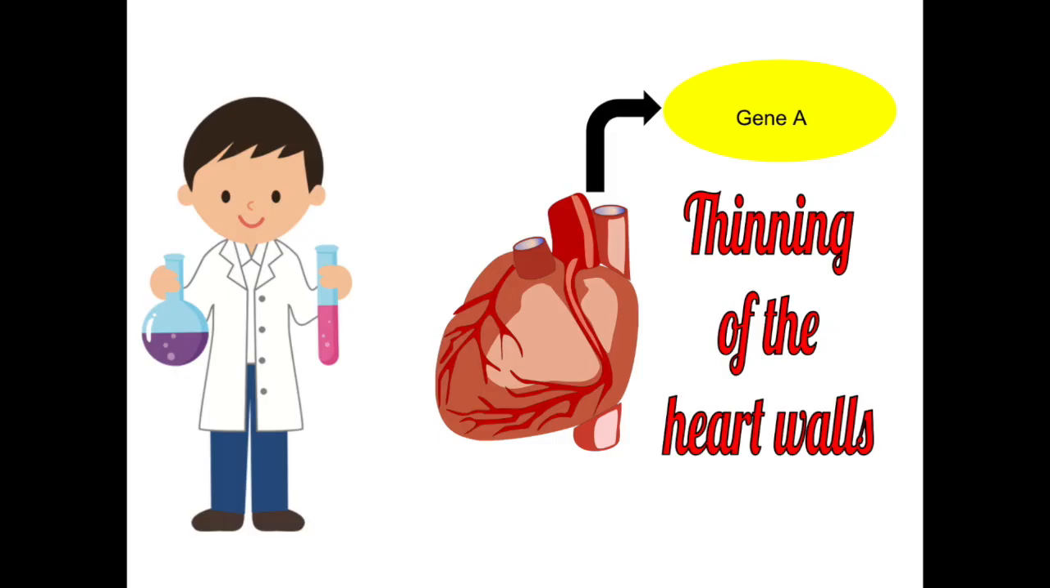A young scientist is interested in studying the effect of not producing, or producing very little, protein from gene A. Gene A is linked to a heart condition, causing the heart wall to thin. The scientist's problem is that he is unable to find cells with a mutated gene A.